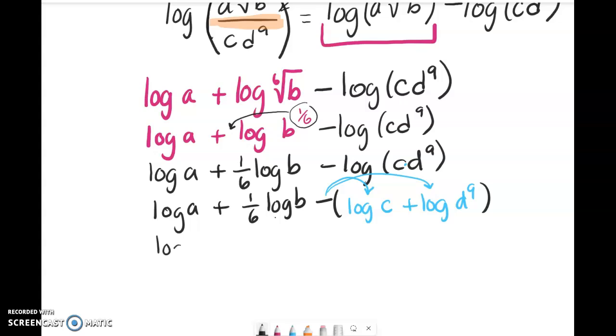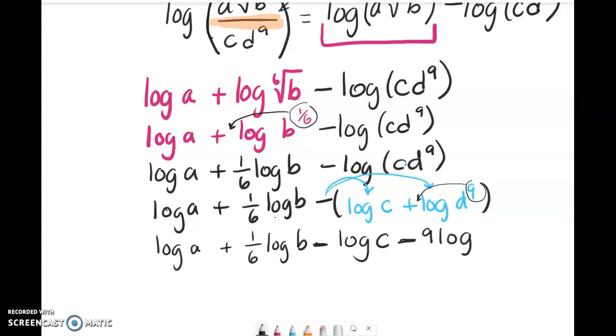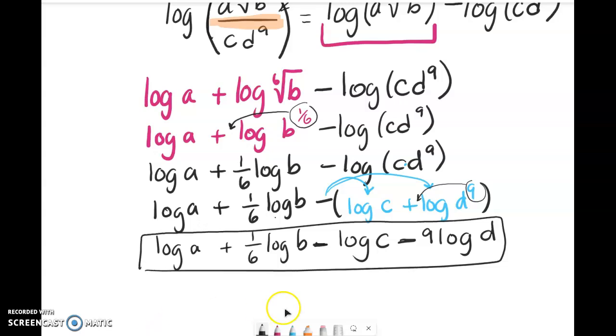And so I would get the log base 10 of a plus 1/6 the log base 10 of b. You don't have to say base 10, it's just the common logarithm, so you can just say log. Then it would be minus the log of c, and then minus, pulling this exponent down using the power property, 9 log of d. Now this would be fully expanded, and this would be my answer here. So we have to remember that that minus sign is going to distribute out to both of these.